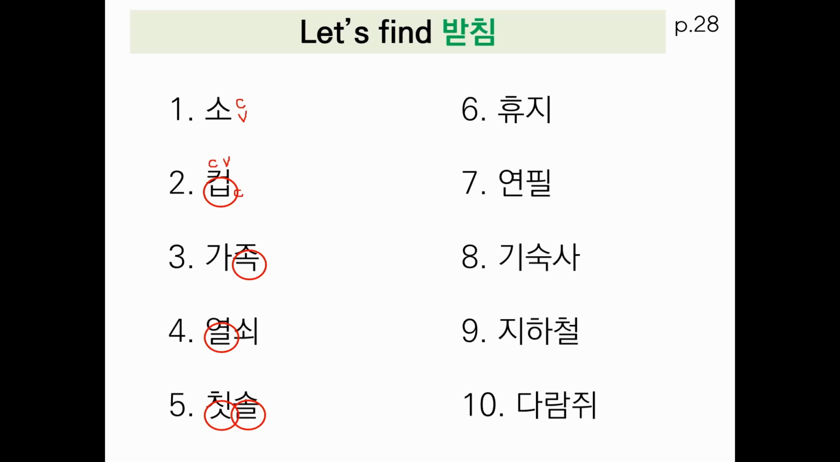6번 휴지, no 받침. 7번 연필 has two 받침s. 8번 기숙사 has one 받침. 9번 지하철 has one 받침. 10번 다람쥐 has one 받침 in the middle.